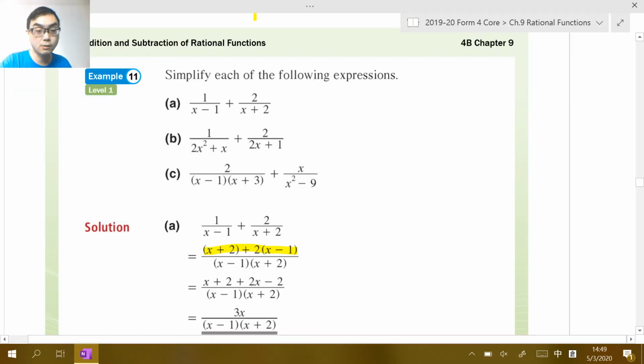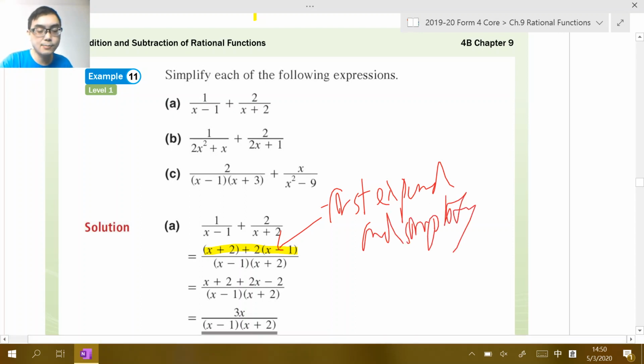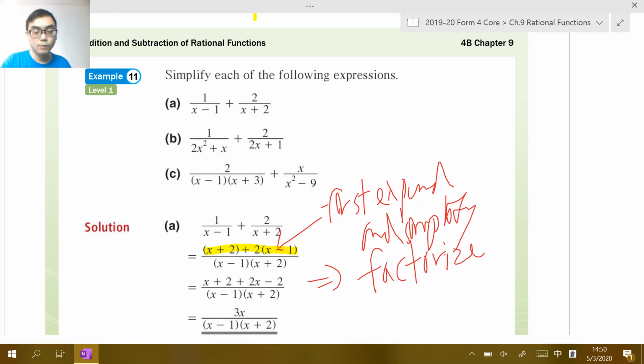You cannot just factorize, but you should first expand. So you should first expand and simplify. After you have expanded and simplified, then you should remember to do the factorization afterwards, just like before. That means that when they are added or subtracted together, you put them together and then you simplify the numerator first.